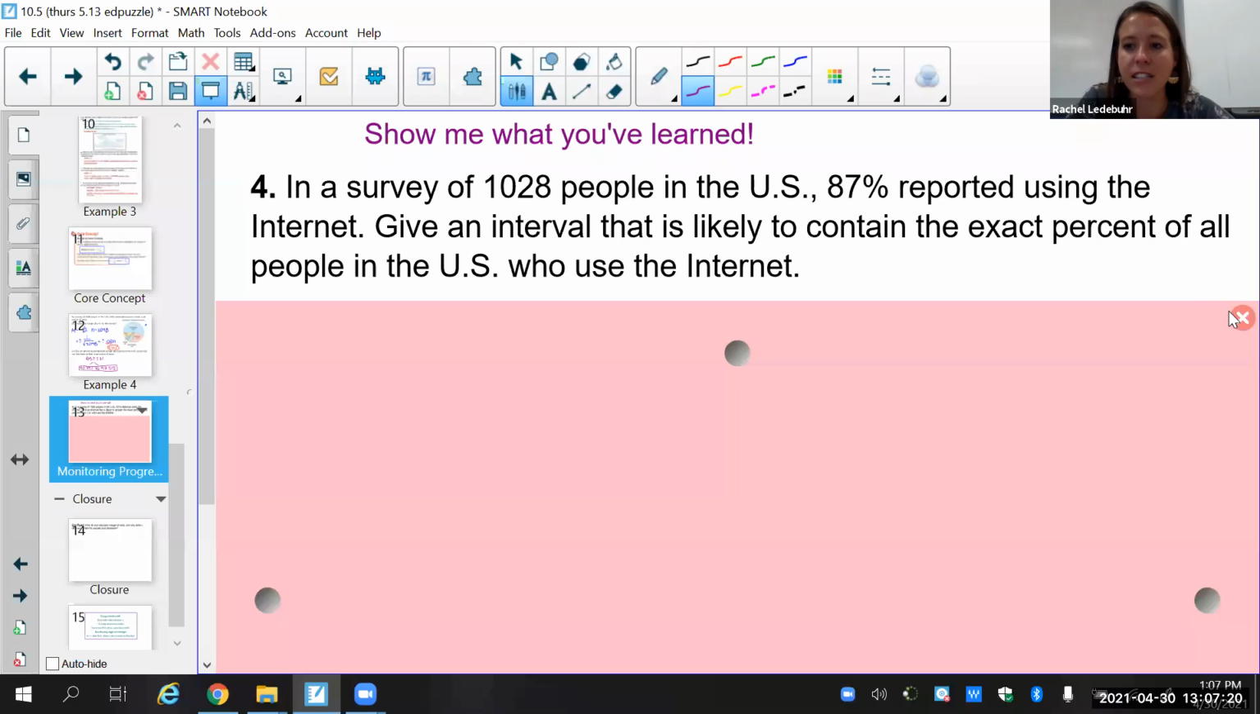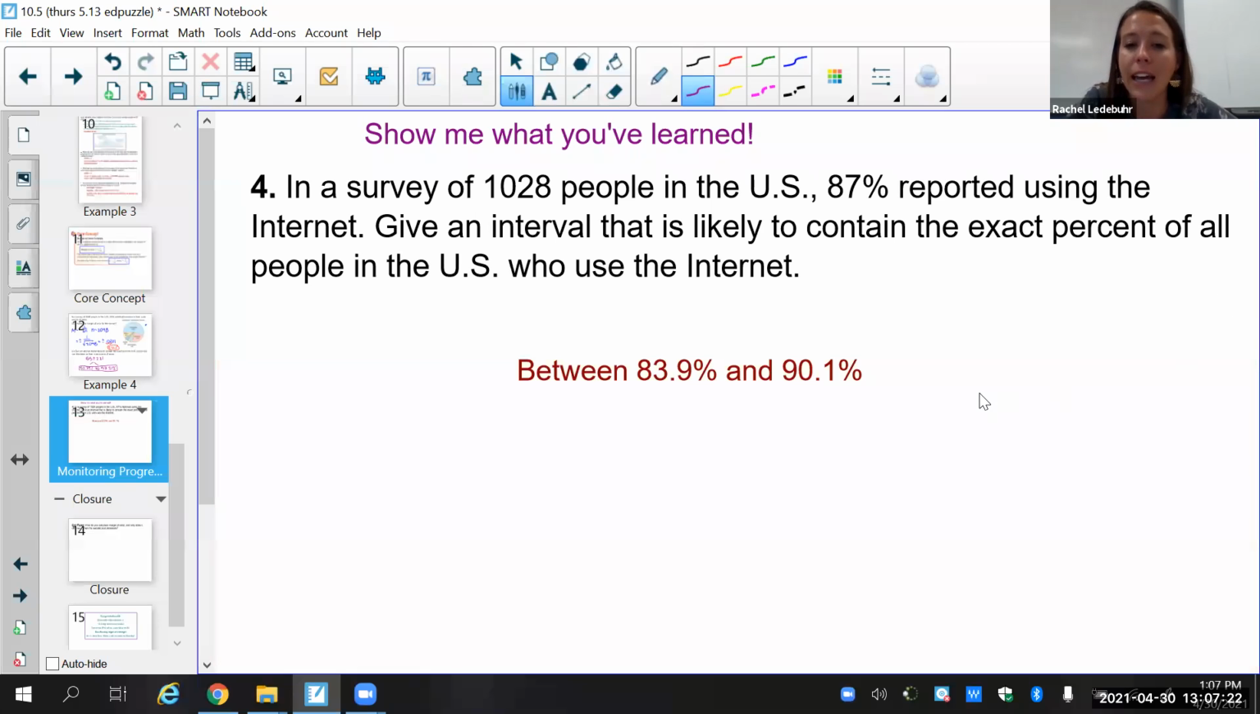Okay, let's check your answers, see how you did. Between 83.9% and 90.1%. So again, to walk you through this, we first had to find our margin of error by plugging into the formula and then adding and subtracting it to either side of the 87%.